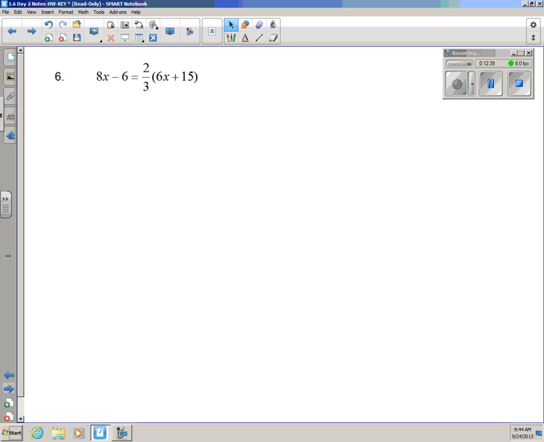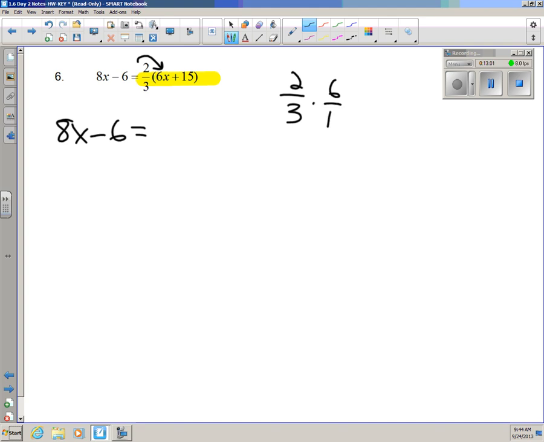Next one, a couple ways to do this. One way, I think the easier of the two ways, would be to actually distribute 2/3 into the parentheses because you can. 2/3 actually goes evenly into 6 and into 15. So the idea is that my left-hand side doesn't change, but my right-hand side, 2/3 of 6. One way to think of it is 2/3 times 6 over 1. I can cross cancel here, get a 2, and out comes a 4.